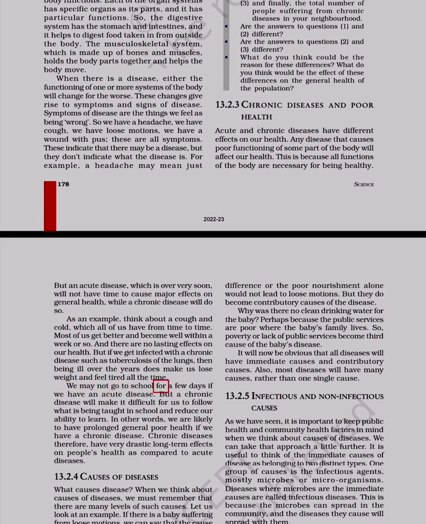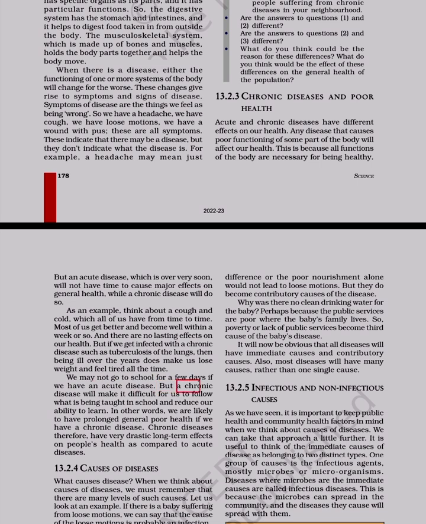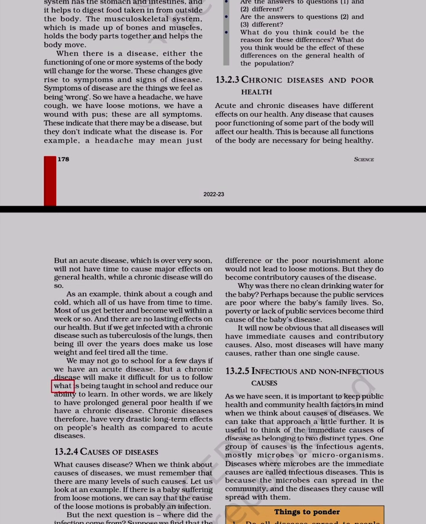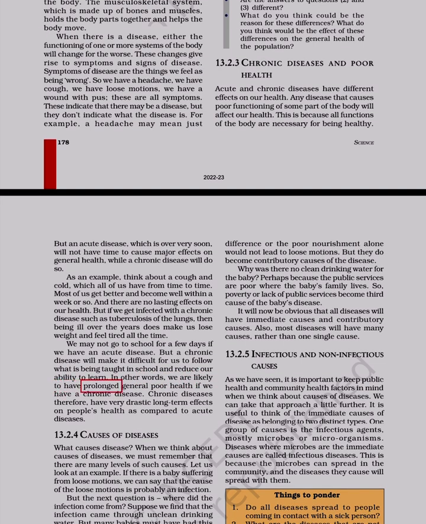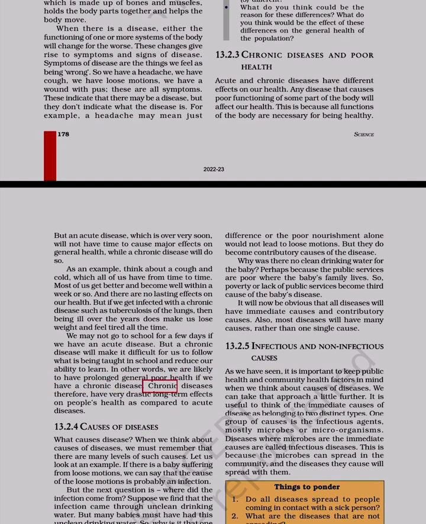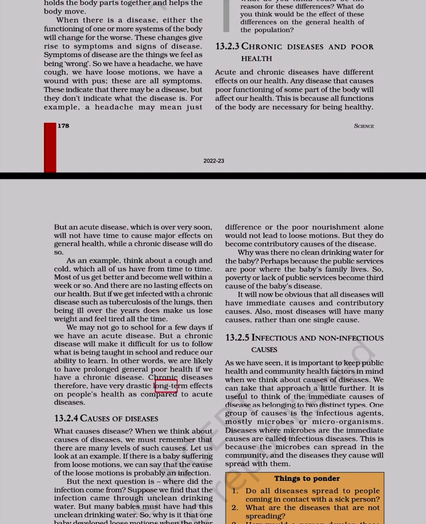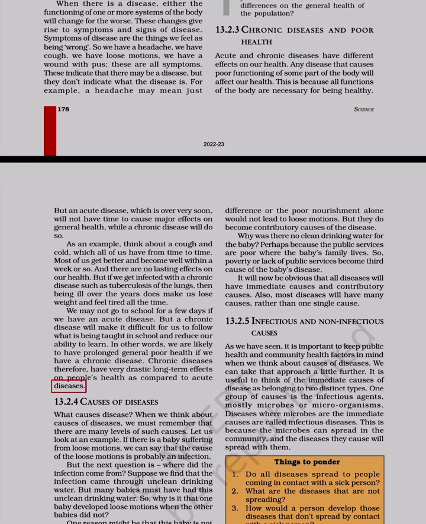We may not go to school for a few days if we have an acute disease, but a chronic disease will make it difficult for us to follow what is being taught in school and reduce our ability to learn. In other words, we are likely to have prolonged general poor health if we have a chronic disease. Chronic diseases therefore have very drastic long-term effects on people's health as compared to acute diseases.